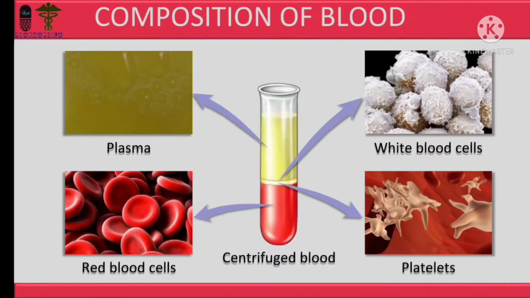Composition of blood. Blood is composed of white blood cells, platelets, and red blood cells. As we learned in primary school, blood is composed of these three components, but it is also composed of plasma. As you can see, the upper yellowish part is known as plasma, and the lower red part is called red blood cells. In this picture you can see what we get when we centrifuge the blood in the lab.